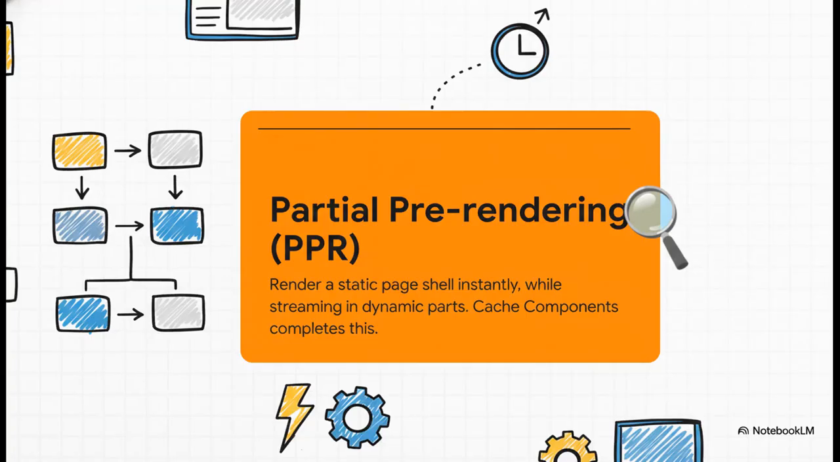So to really get a grip on cache components, we've got to talk about partial pre-rendering, or PPR, for a second. Remember this? It's that awesome ability to serve a super fast static shell of a page and then just stream in all the dynamic parts. Well, cache components are basically the final piece of that puzzle. They're what makes PPR truly powerful.